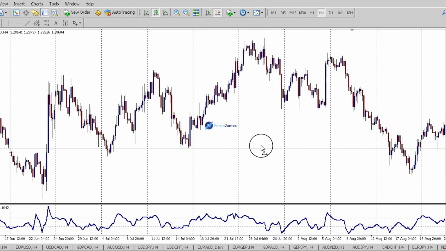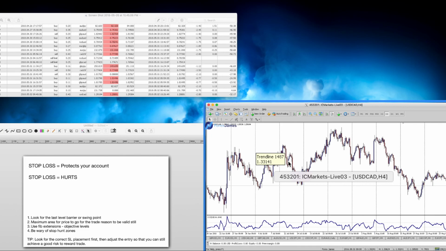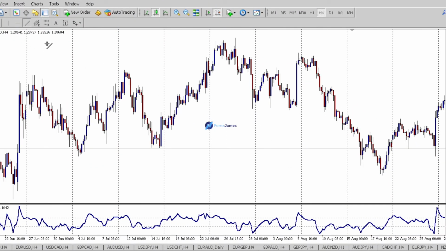Okay guys, so stay safe out there. Remember to always use stop loss and place it correctly according to what the market tells you.